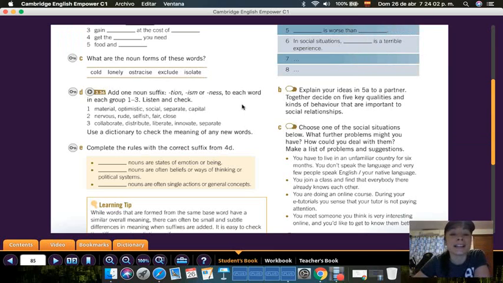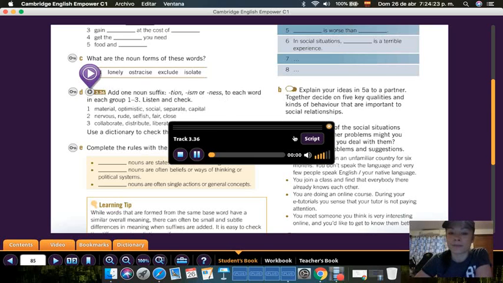Okay, the next thing, add one noun suffix. Suffix, remember, is the end of the word. Okay, it's the ending. So it could be tion, ism, or ness to each word in each group from 1 to 3. Listen and check. Okay, I'm going to play it so you can check that you did the exercise correctly. Track 3.36.